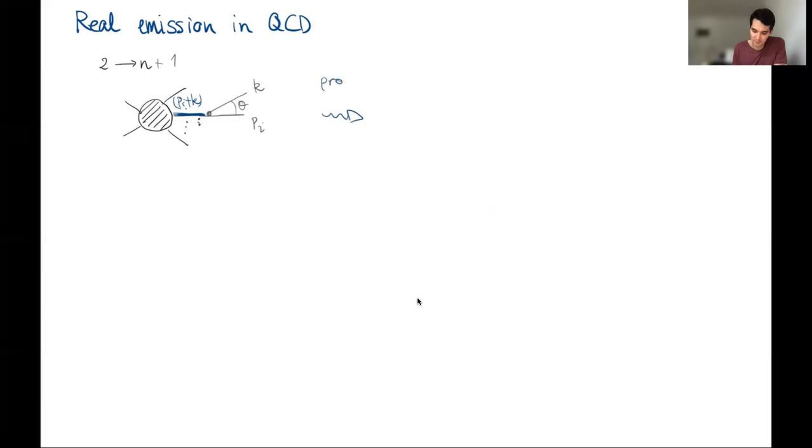So if I just focus on this propagator, what we have is just 1 over (p_i + k) squared. I can also note that p_i, as well as this new emission, are massless particles. In which case, this is just 1 over 2 times the energy of i, times the energy of this emission k, times (1 minus cos theta).